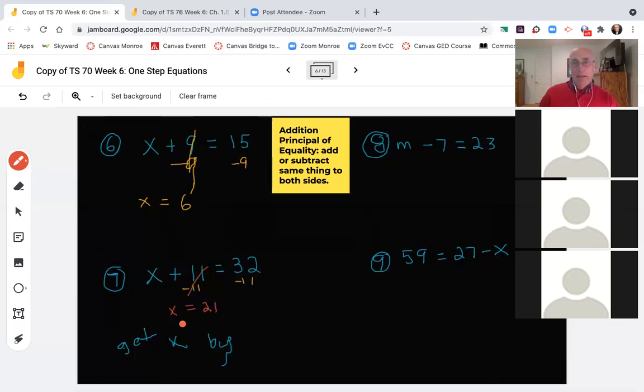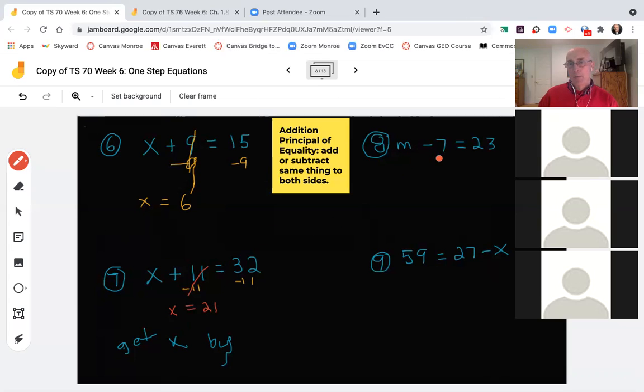All right, that is some very basic one-step algebra. And it's actually kind of fun. I'll be honest with you, I enjoy algebra. Once you start getting the hang of it, it becomes like a little puzzle. Really, it is almost like a puzzle.